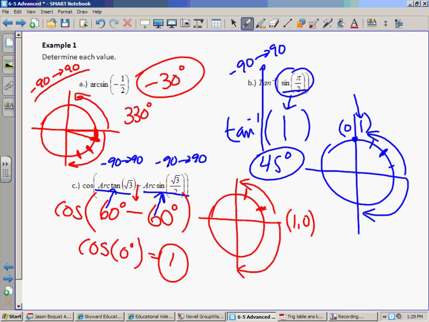Do you understand the difference between when there's an arc on it and when there's not? When there's an arc, it's asking where it's going to happen. When there's not an arc, it's saying tell me the value there. Okay, that's the big difference between the two.